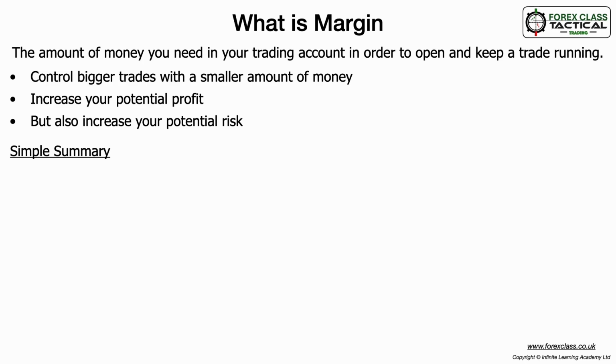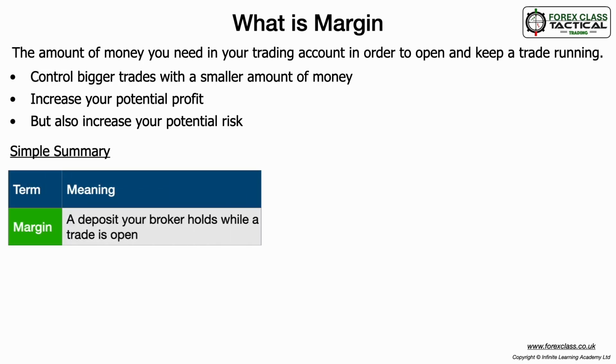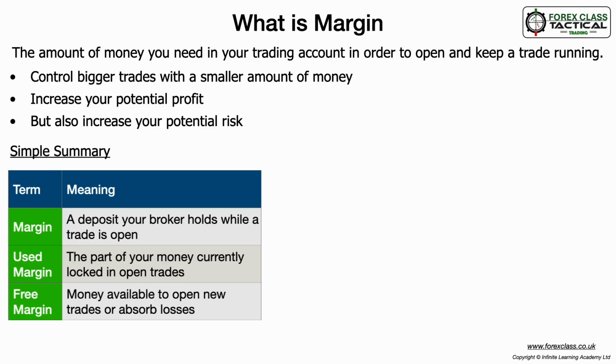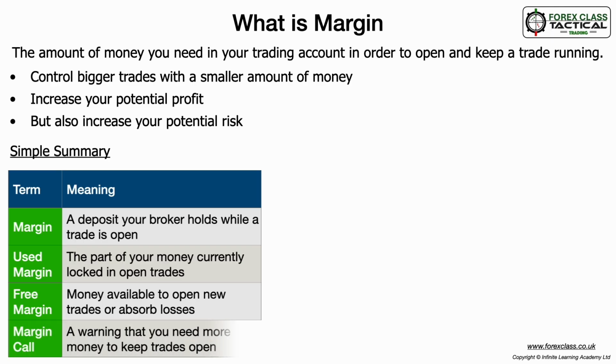Let's simplify this. Margin is a deposit your broker holds while a trade is open. Used margin is the part of your money that is locked in open trades. Free margin is the money still available to open new trades or to absorb losses. And a margin call is a warning that your account needs more funds to keep trades open.